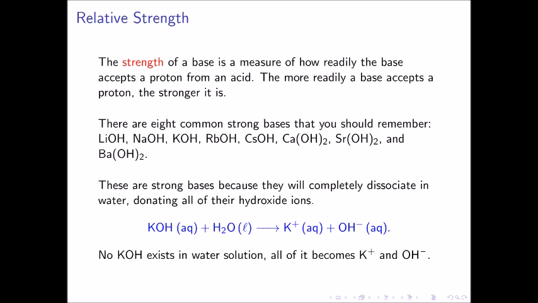For example, potassium hydroxide, KOH, reacting with water, completely reacts to form potassium ions and hydroxide ions in solution. No potassium hydroxide remains in water solution. All of it dissociates to form potassium ion and hydroxide ion.